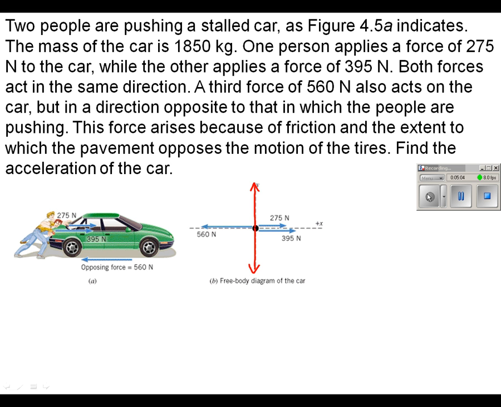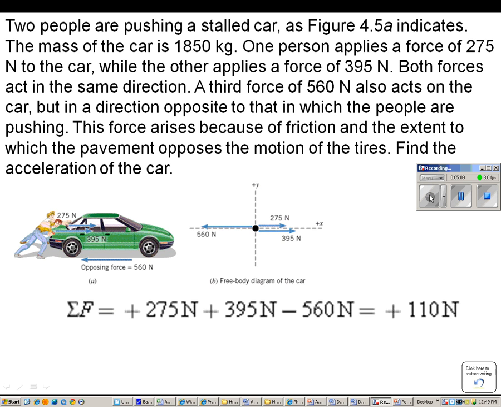So what we're going to do is we're going to say, all right, the summation of the forces equals ma in the x direction. So we have this right here. We sum up the forces. We have 275 plus 395 minus 560 because it's in the opposite direction. Gives me a total net force of 110 newtons.